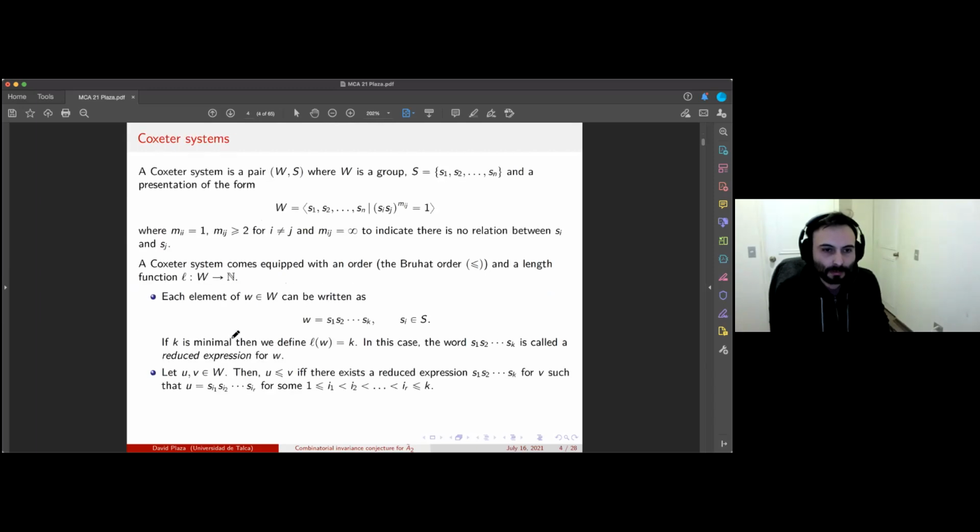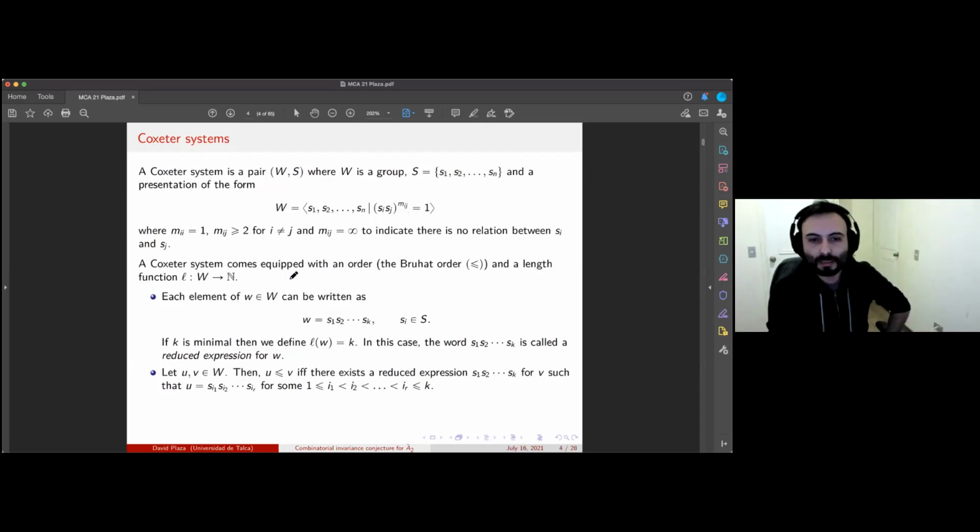Okay, so the conjecture relates the Bruhat order in a Coxeter system with Kazhdan-Lusztig polynomials. So I need to recall some stuff about Coxeter systems and Hecke algebras, and some of these first slides intersect with the first slide in Christian's talk. But anyways, a Coxeter system is a pair where W is a group and S is a finite set, and W admits a presentation of this form. So the generators are the elements of S, and they are involutions, and they satisfy this type of relations.